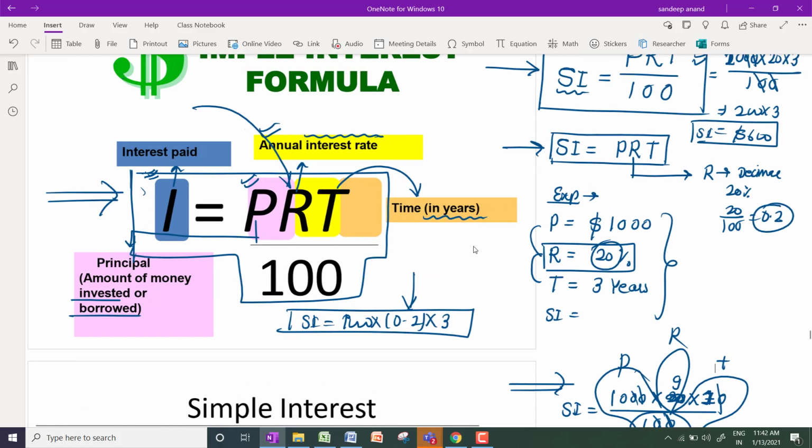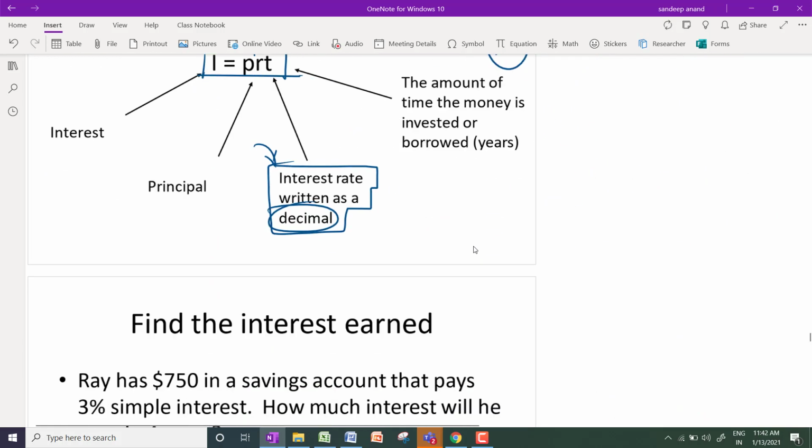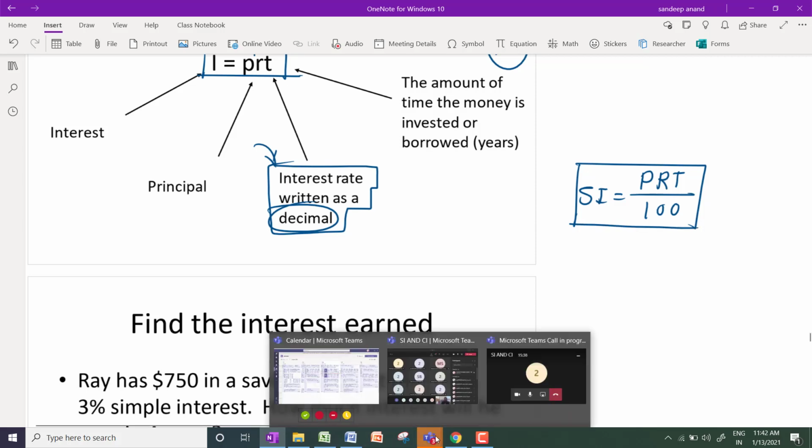So that is the reason I am saying that you use this formula. The simple interest formula that you have to learn is PRT by 100. This is the important formula of simple interest.